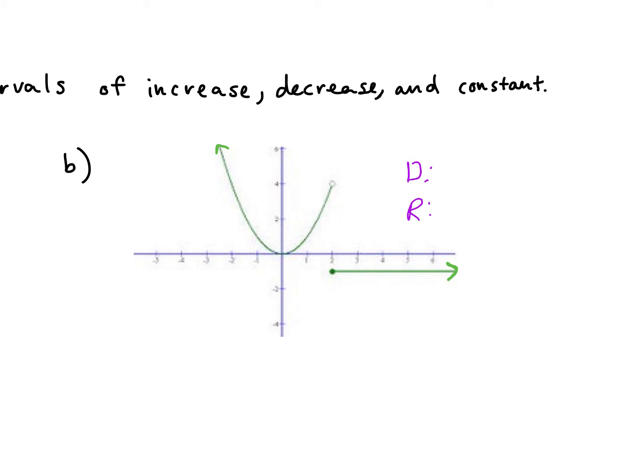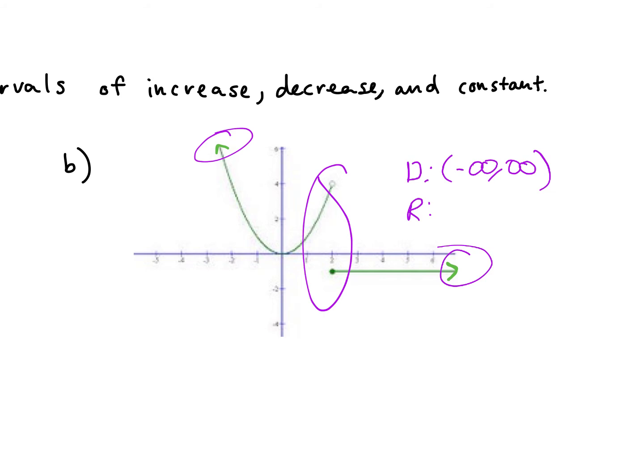Let's look at our domain and then our range. Domain is left to right. Correct? So I have an arrow here and I have an arrow on this end. And then what do you notice about the two dots? They're right on top of each other, right? So one is closed, one is not. So what's my domain here, guys? All real numbers. Negative infinity to positive infinity. Make sure you write it in interval notation.